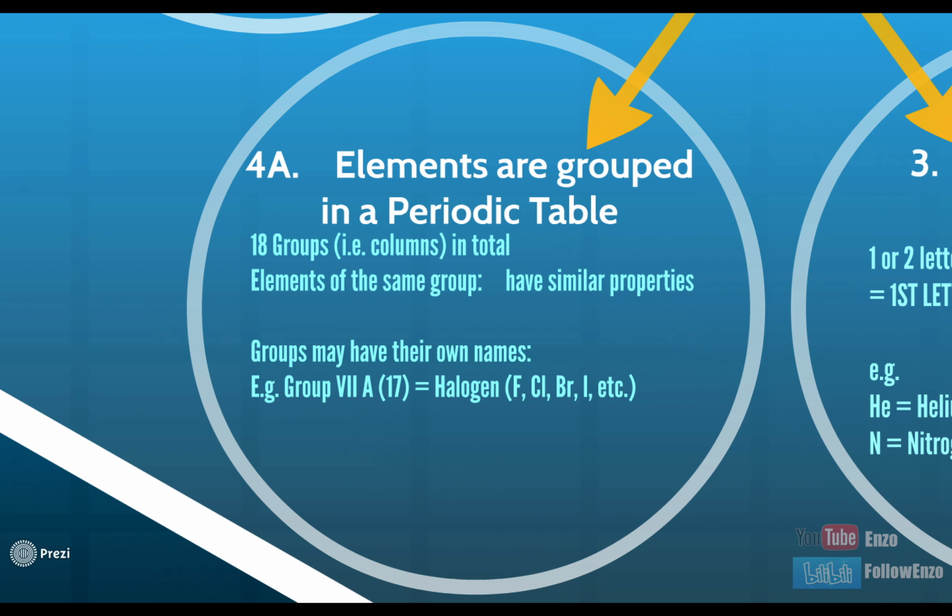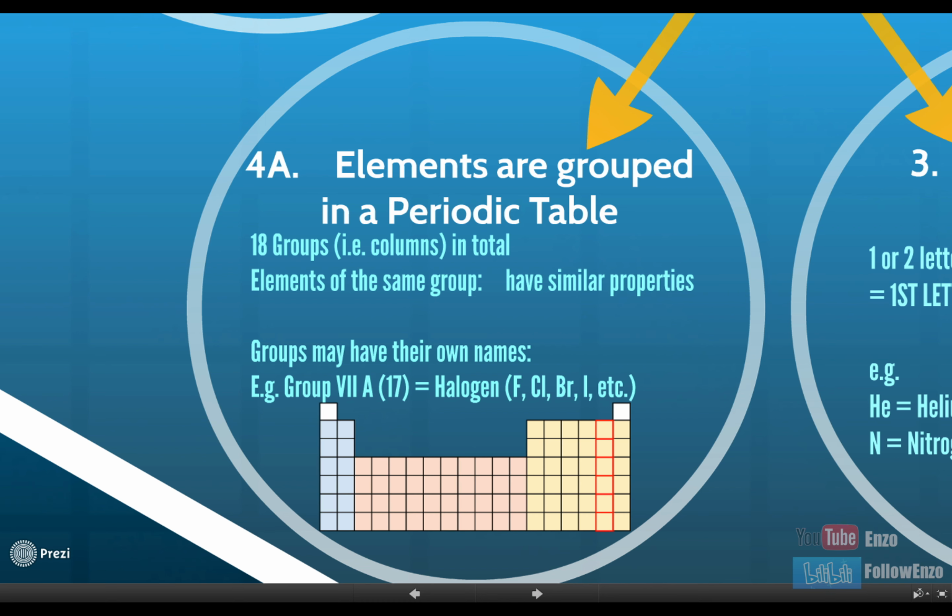If we look at it in the vertical direction, there are 18 columns, and we call them groups. Elements from the same group usually have similar properties. Please note that each group can have its own name. For example, group 7A, which is the 17th column in the periodic table, is called halogen.